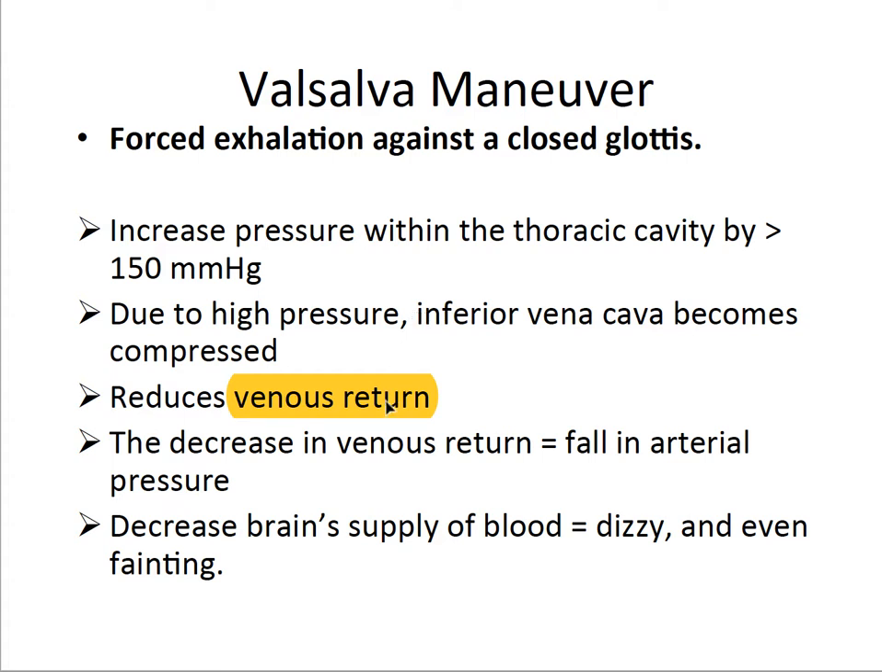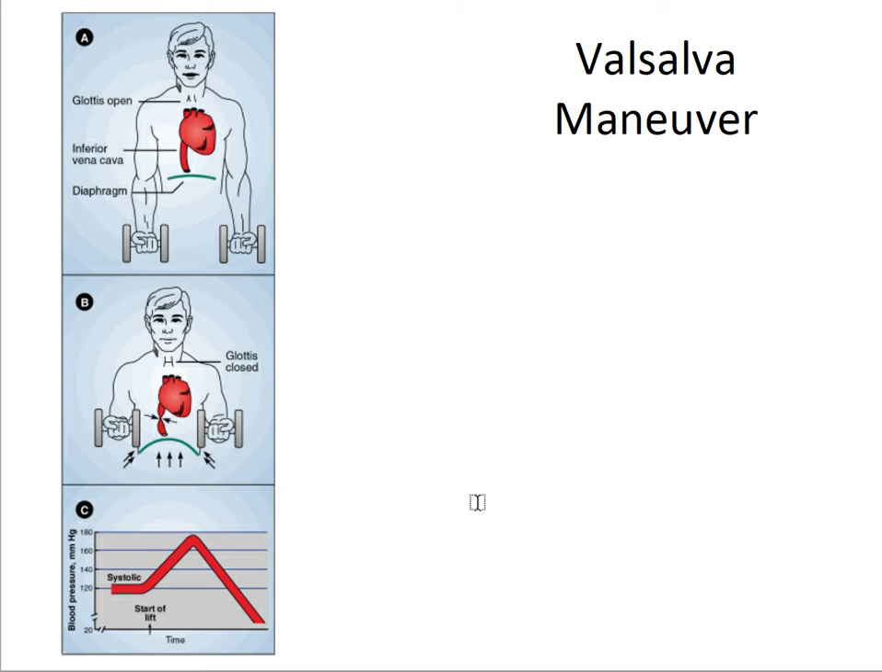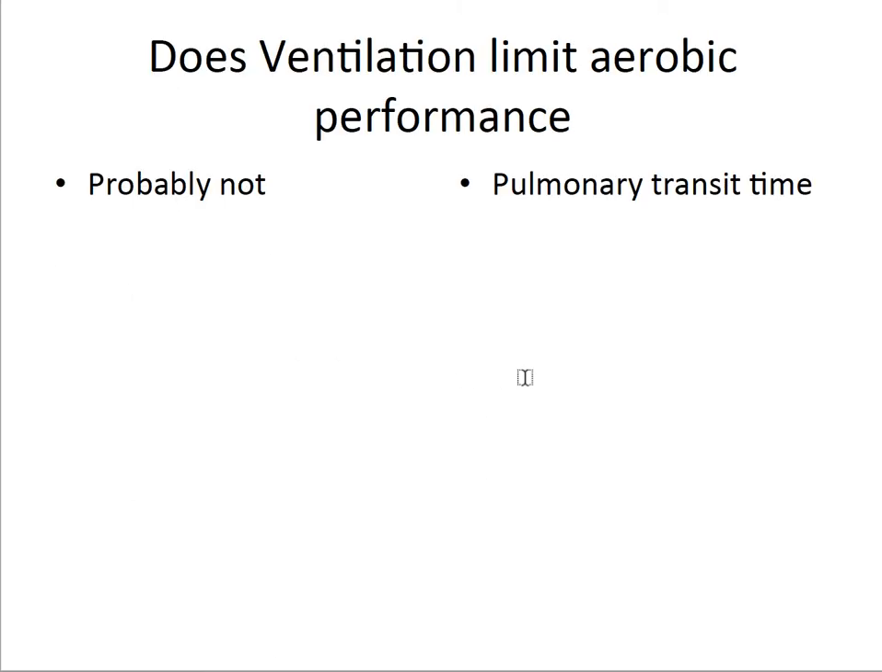If the venous return goes down, then there's going to be less blood flow leaving the heart, and that's going to be a decrease in arterial blood pressure, and that can then decrease blood flow to the brain, and people can become dizzy and even faint. So we would recommend that you don't do that Valsalva maneuver if you're lifting a high amount of weight, that you continue to breathe when you're lifting. Here's a nice picture out of our textbook.